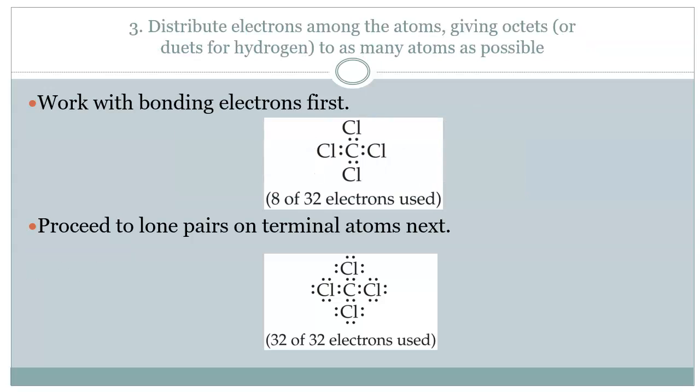We're going to work with our bonding electrons first, so we put electrons between our carbon and our chlorine for each of these, and that takes care of 8 of the 32 electrons. We put lone pairs around each of the terminal atoms, which in this case are chlorine, and in this case we do 32 of 32 used.